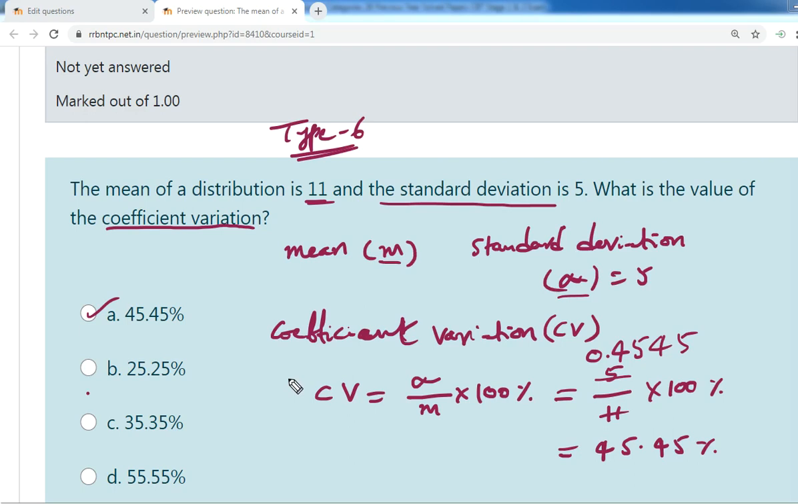Correct answer: 45.45% is the correct answer. What is the formula? Coefficient of variation CV is equal to sigma by m into 100%. So let us go for type 7.